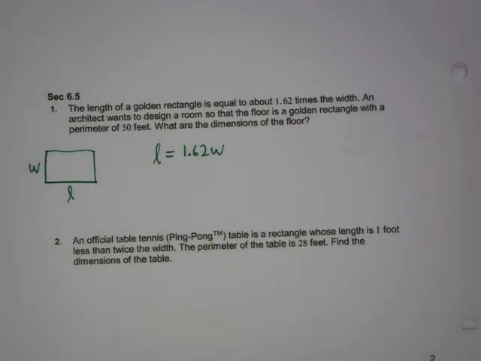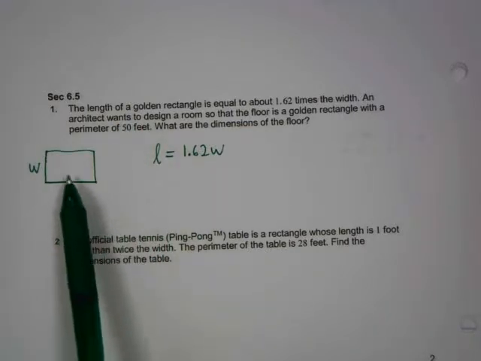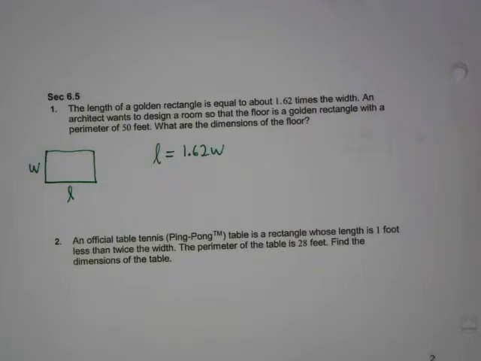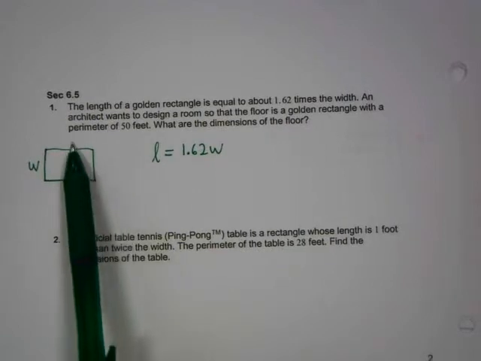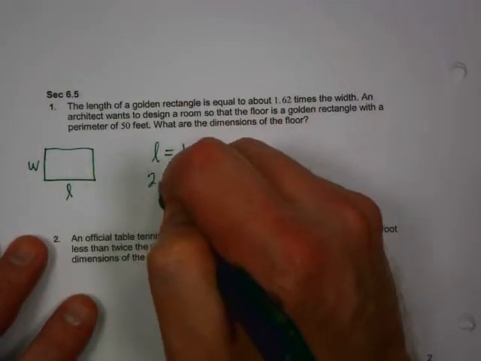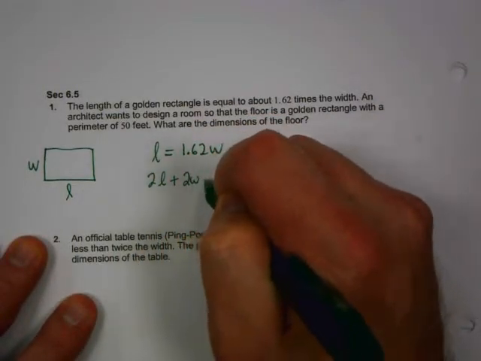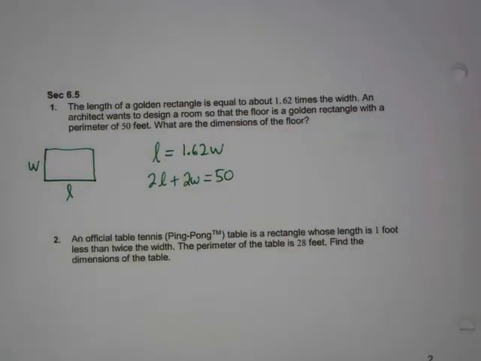It would be L plus 1.62W equals 50. Nope. But you got the right idea. The thing we haven't used yet is the perimeter. How do you find perimeter of a rectangle? Add all the sides. So when I add all the sides, I'm going to have a length here and a length there. So that's going to be two lengths, and I'm going to have two widths. So there's my second equation. The perimeter is 2L plus 2W, and we were told we want the perimeter to be 50.